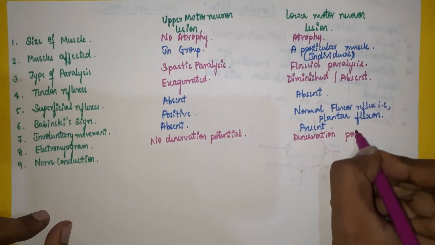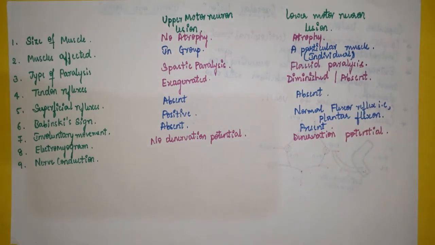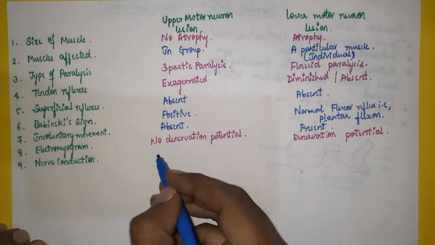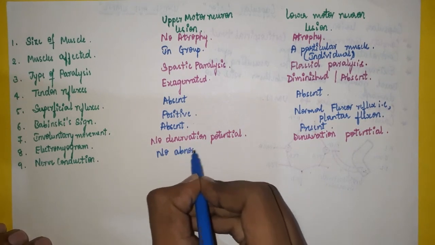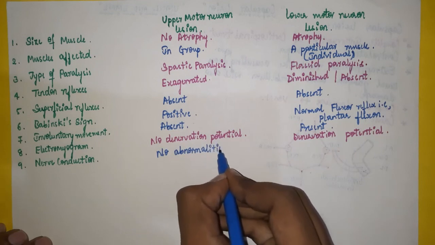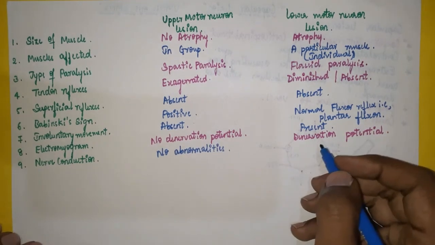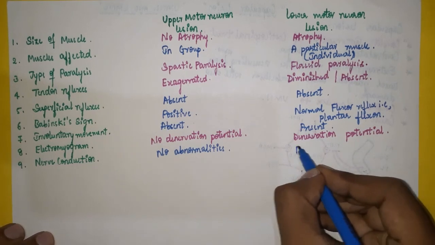Because the lower motor neurons are completely damaged, there is no nerve supply from the motor neuron to the muscles. Nerve conduction is not affected in the upper motor neuron lesion; no abnormalities. But here, as the lower motor neurons are damaged, there is abnormal or decreased nerve conduction.